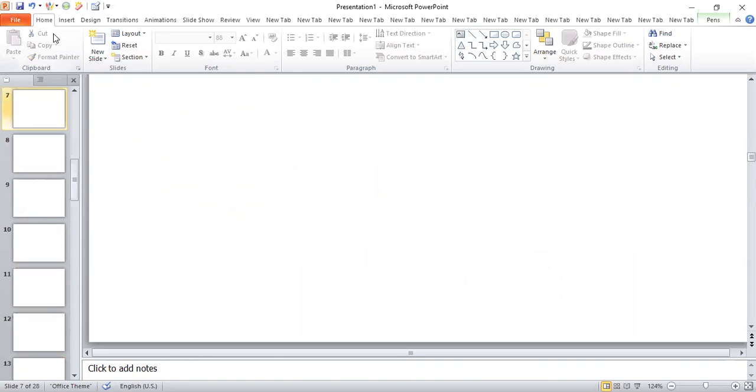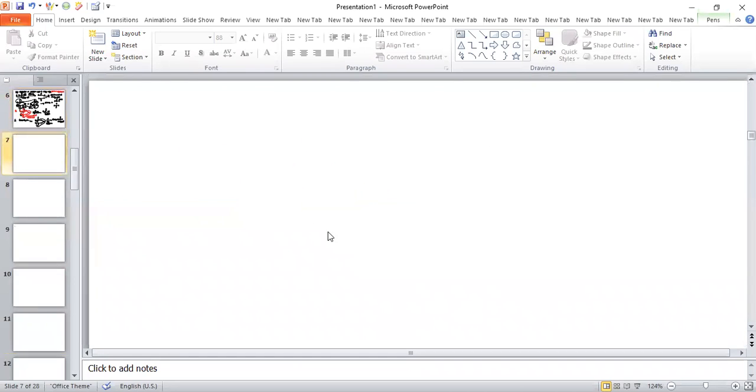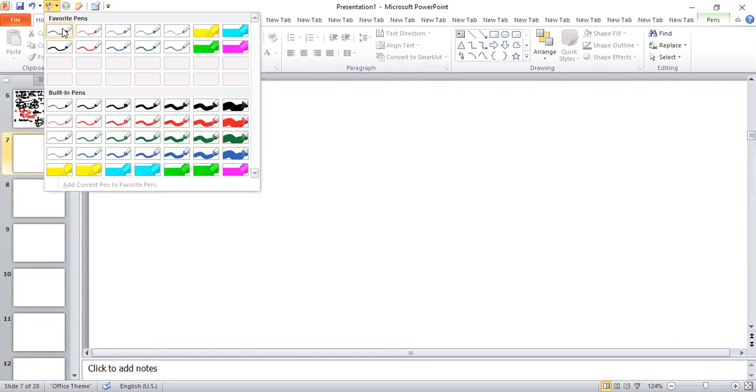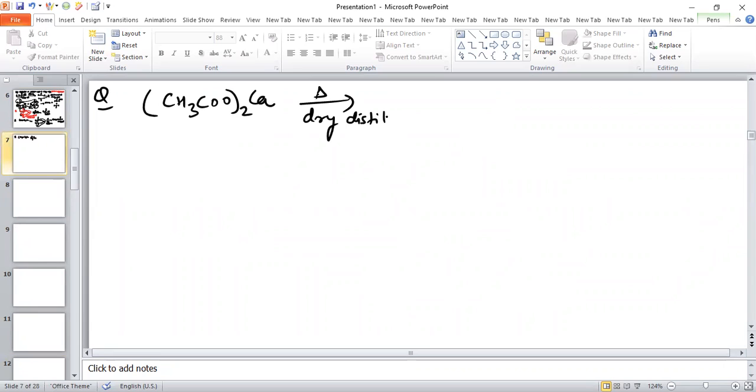Now you can see easily, if the question is like this, you can easily identify the compound given is basically CH3COO twice calcium, and you are doing the dry distillation. What is the product obtained after this reaction?